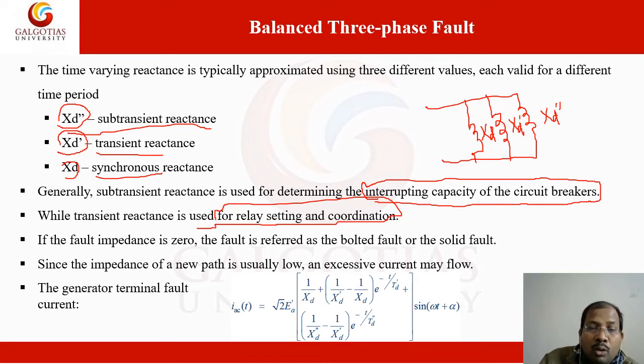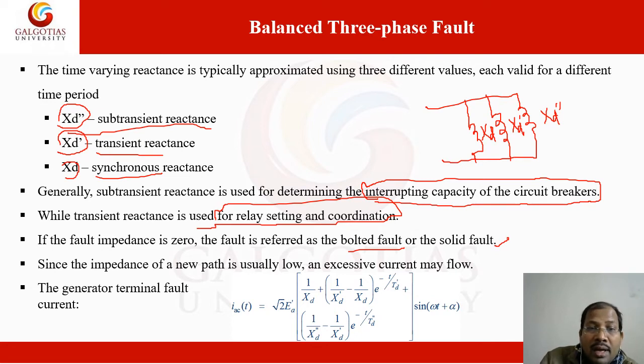We can set the voltage and current rating and also analyze the coordination. If fault impedance is 0, it means there is a solid fault or bolted fault, so Zf will be 0. So we can say that it is a bolted fault or solid fault. Since the impedance of the new path is usually low, excessive current will flow.